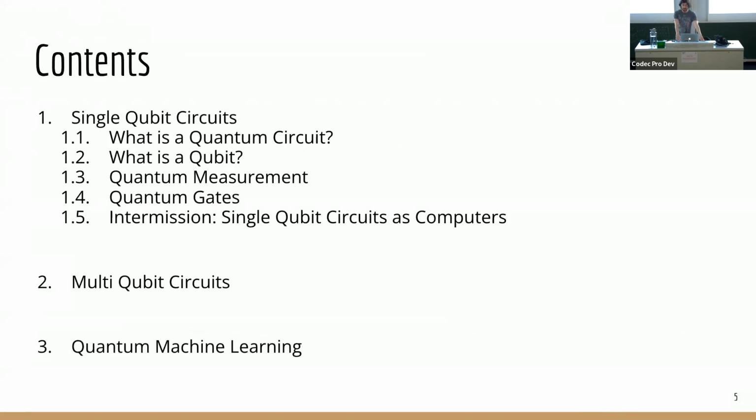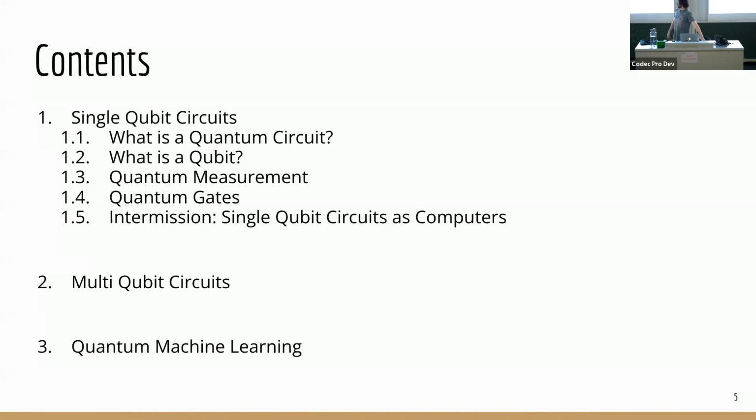So this presentation is split into three parts. First, we will explore single-qubit circuits. Then we will take the lessons that we learn in that realm and apply them to multi-qubit circuits. And then I will close with more of an overview introduction to quantum machine learning.